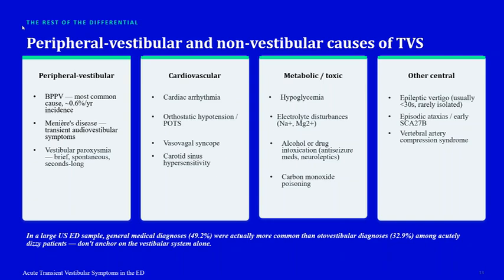The other central causes are epileptic vertigo, usually of less than 30 seconds duration. However, epileptic vertigo is rarely isolated. Other seizure types are usually present in such patients. Episodic ataxias and early spinocerebellar ataxia 27B is an emerging entity which is very responsive to 3,4-diaminopyridine. Vertebral artery compression syndrome, that is the Bow Hunter syndrome or the rotational vertebral artery compression syndrome, is another classical cause of this transient vestibular syndrome.